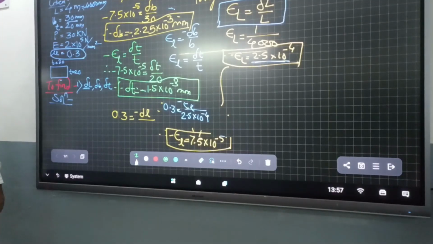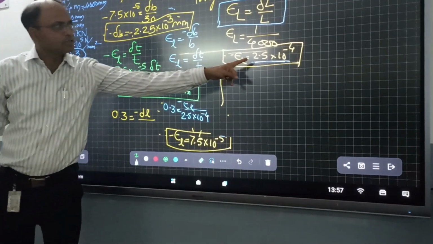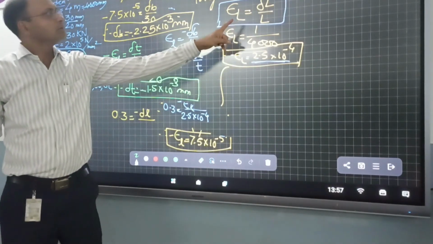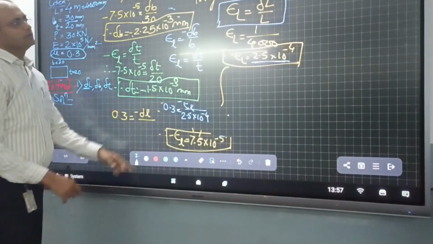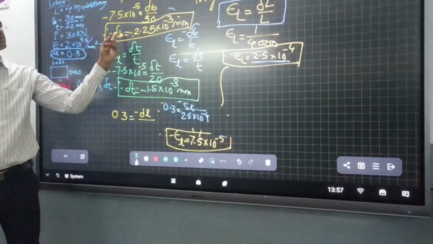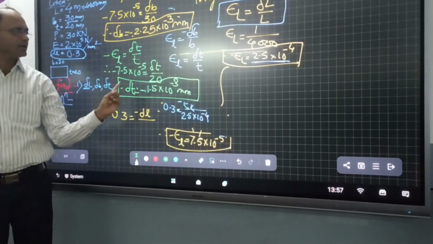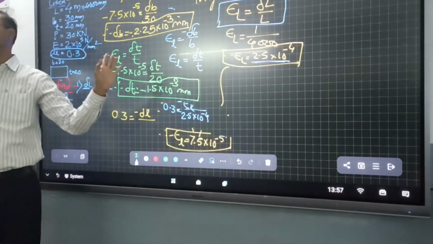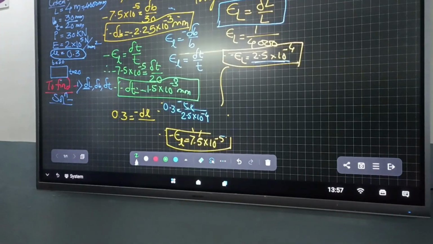Okay. So change in length is this much, 1 millimeter. Change in width is this much millimeter, and change in thickness is this much millimeter. Okay. Finally, you have to write these three answers.